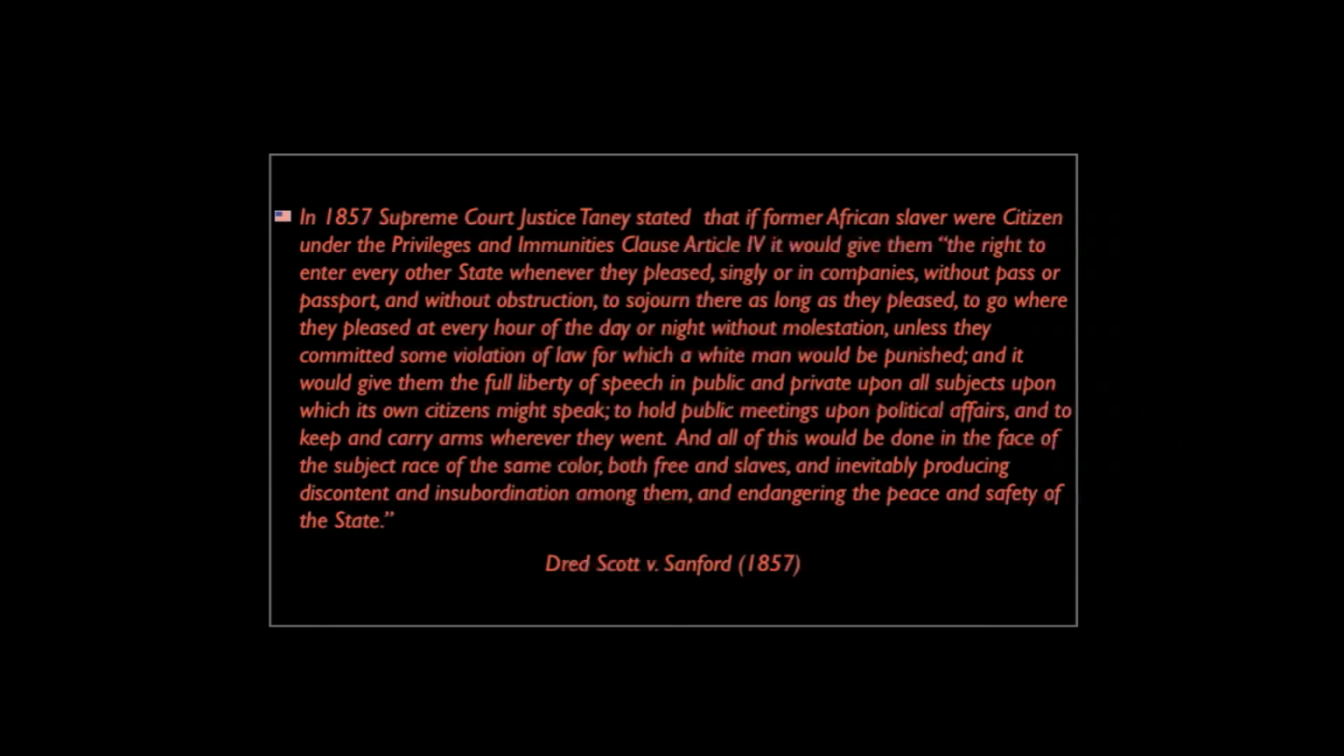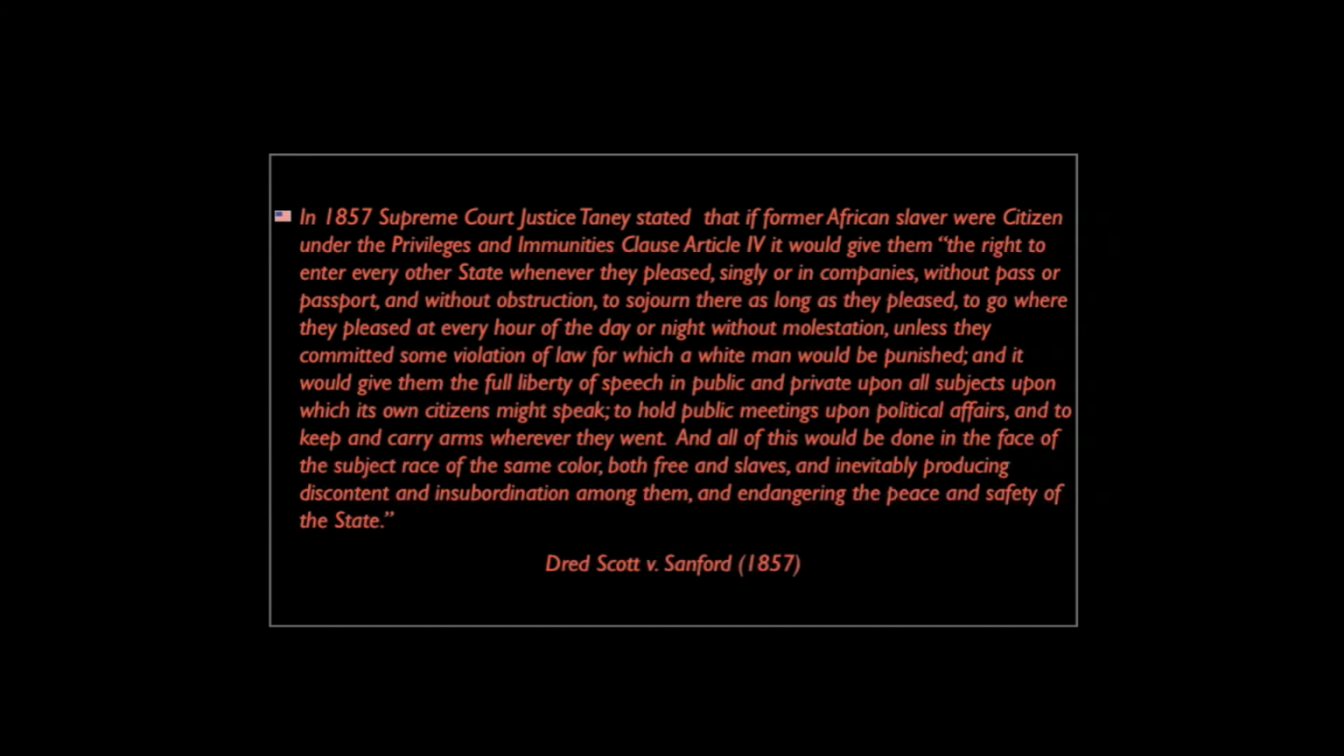Let's move away from the racially charged nature of this comment to look at specifically what it's saying. What Justice Taney is doing is defining the Privileges and Immunities Clause for you: the citizens of each state shall be entitled to the privileges and immunities of the citizens in the several states. He is telling you that that clause protects your right to keep and carry arms wherever you go, to hold public meetings upon political affairs, to give full liberty of speech in public and private upon all subjects upon which its own citizens might speak.